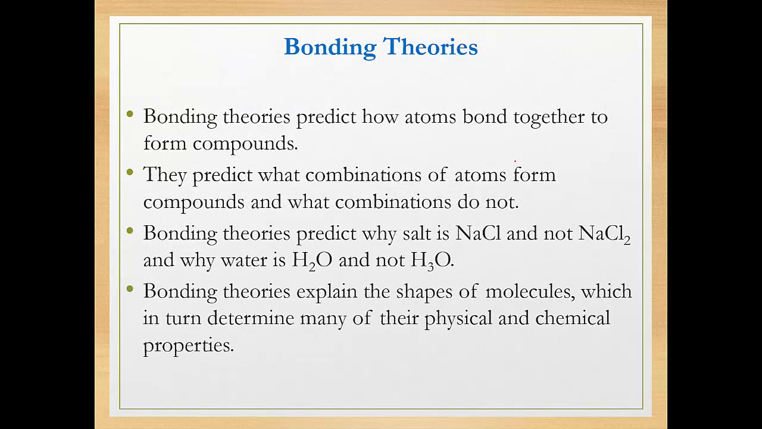So how are these bonding theories applied? How did they come into play? Well, bonding theories are able to predict how atoms bond together to form compounds, and they can predict what combination of atoms will form compounds and which ones will not. For example, bonding theory can explain for us why the formula for table salt is NaCl, 1 sodium to 1 chlorine, and not NaCl2. Why can it not be Na2Cl?